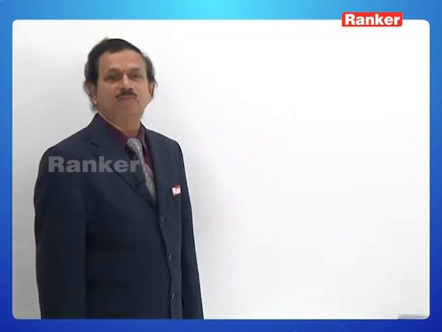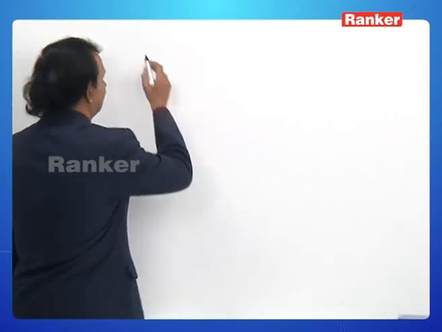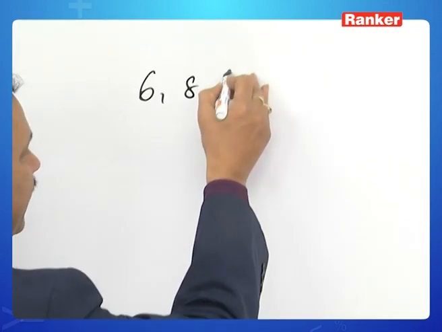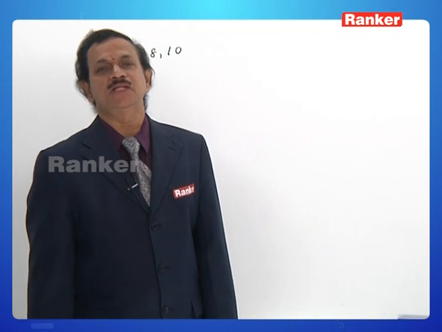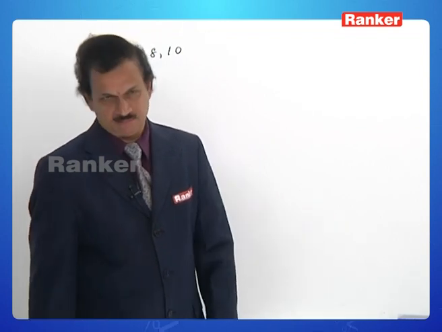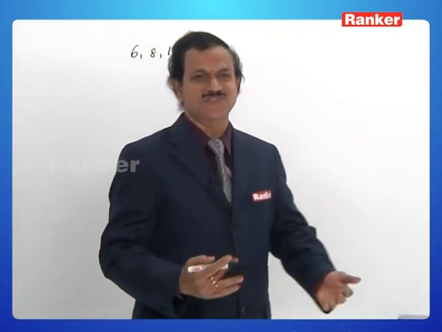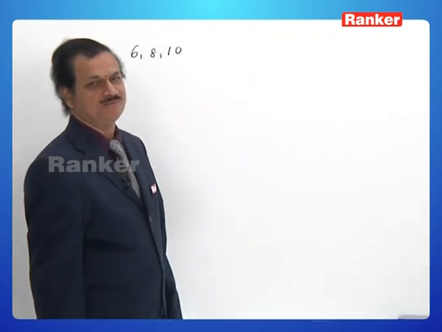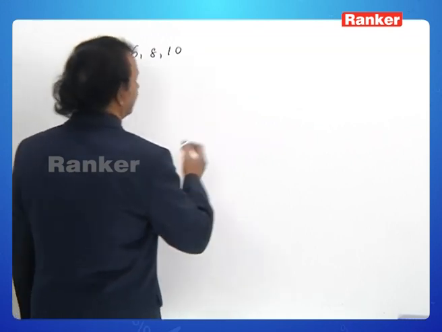The next question is, the lengths of the medians of a triangle are respectively 6, 8 and 10. What is the area of the triangle? Isn't it? What is the question?